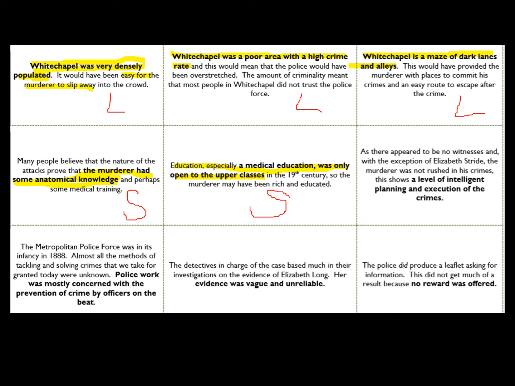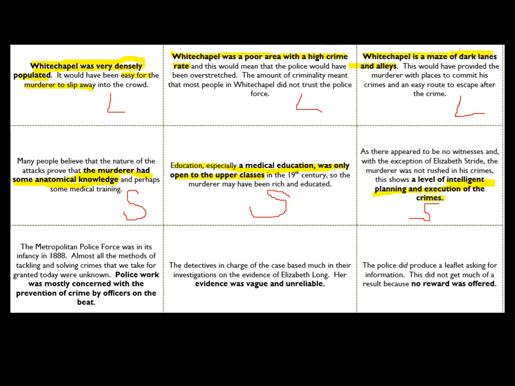Our next card says, as there appear to be no witnesses, and with the exception of Elizabeth Stride, the murderer was not rushed in his crimes. This shows a level of intelligent planning and execution of the crime. So we'll just say intelligent planning and execution of the crimes is another skills for the murderer point. He took his time, he definitely planned it. That does look more like a 5 than an S, but it is a skills point.